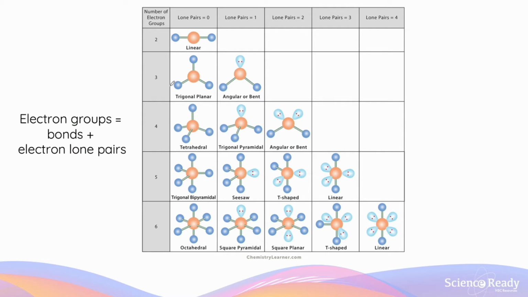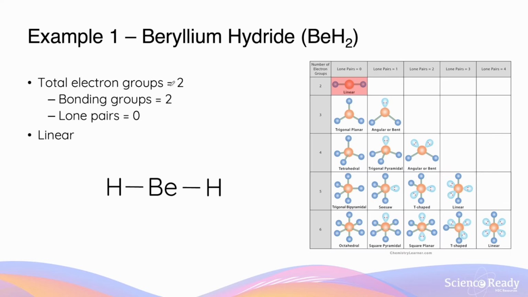Let's go through each of these using some common examples. Beryllium hydride consists of a beryllium atom and 2 hydrogen atoms. Because the hydrogen atom only has 1 electron, it cannot be the central atom, so the beryllium atom will be surrounded by the 2 neighboring hydrogens. The shape around the beryllium atom can be predicted by considering the number of electron groups it has, precisely how many bonds it has, and also how many electron lone pairs it has.